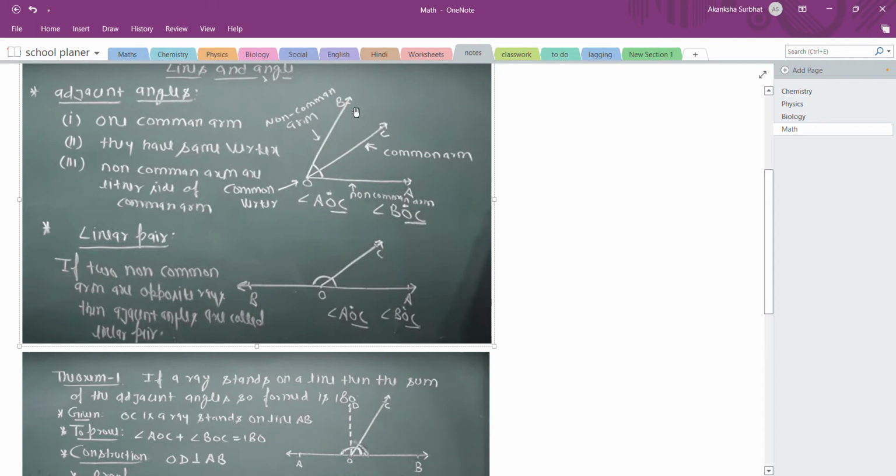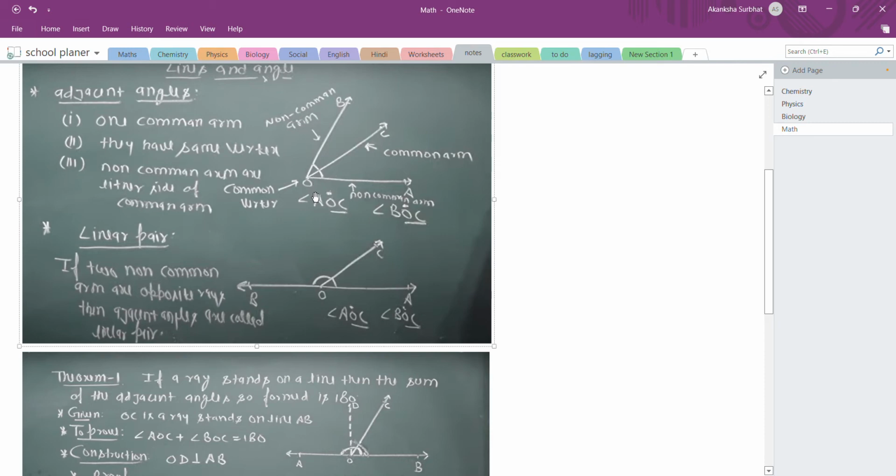So this is angle AOB right here. One property is that it has a common arm. Common arm in the sense that the arm right here divides it into two angles. That is the common arm. So this is a common arm here. It has a common arm and it has a common vertex right here.